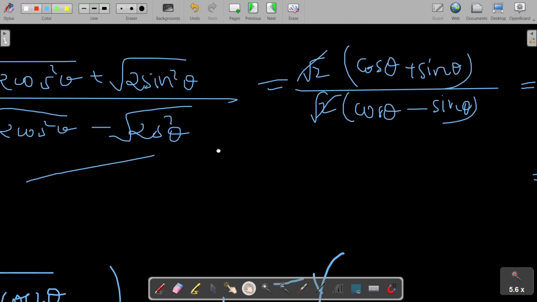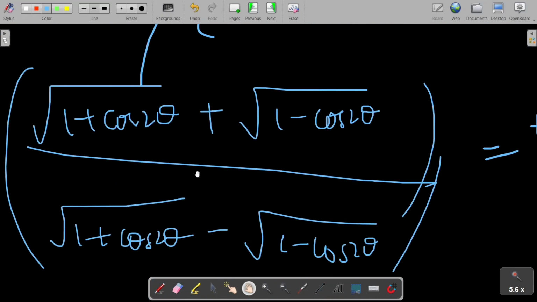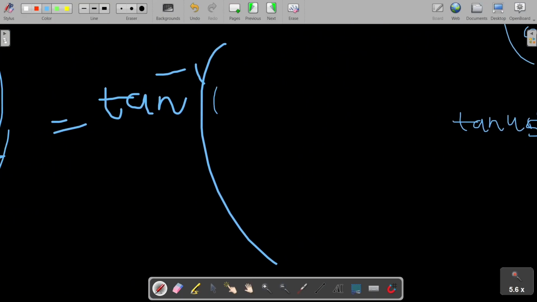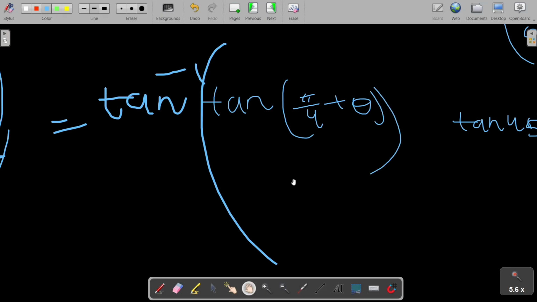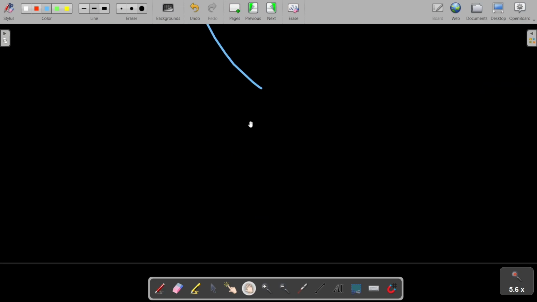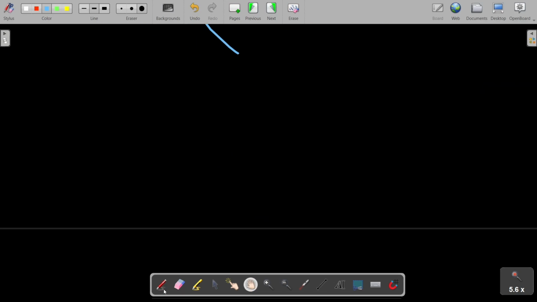So we simplified the argument, and let me write it down here. That becomes tan inverse of tan of pi by 4 plus theta. The inverse and the normal function get cancelled with each other, as we know that in the inverse functions, tan inverse of tan x is x.